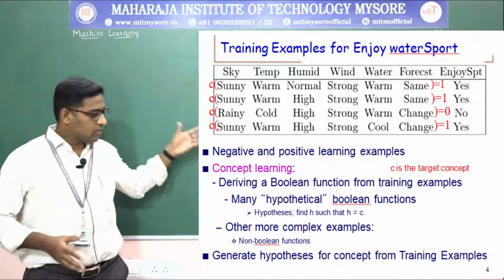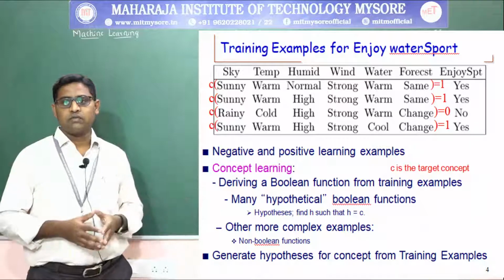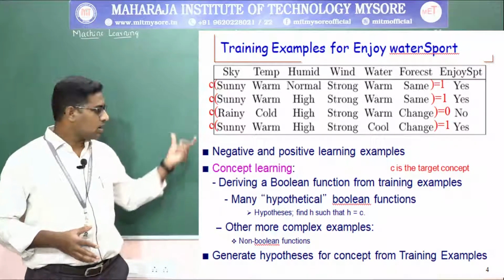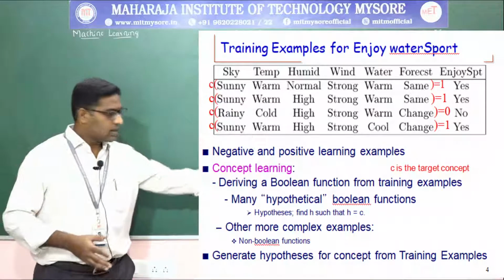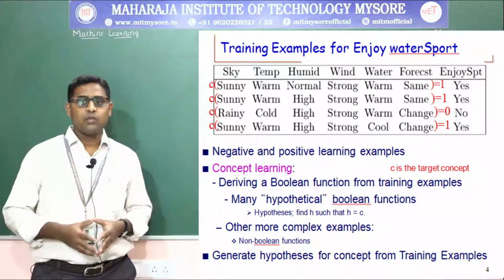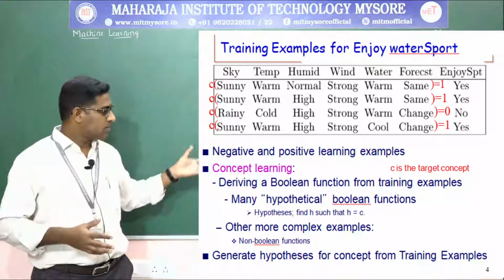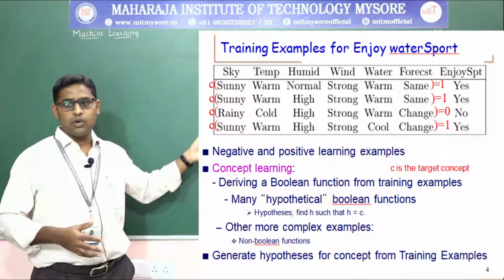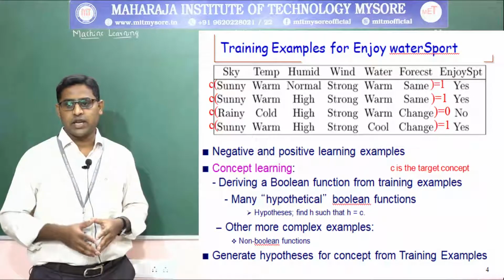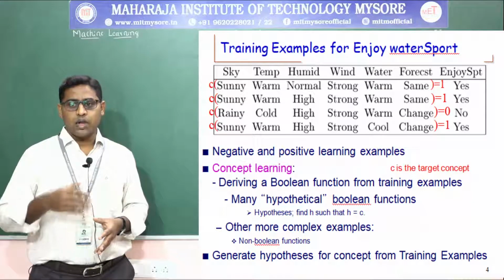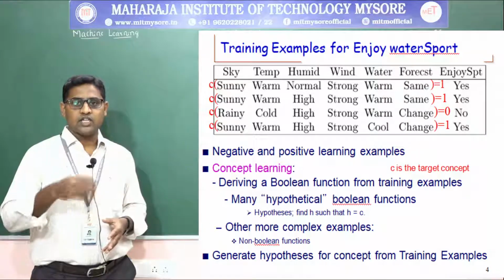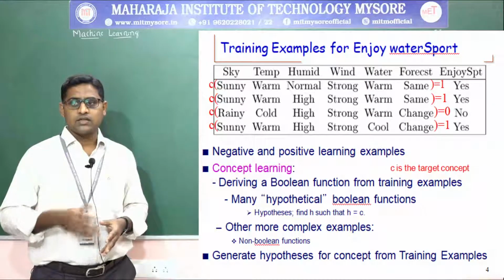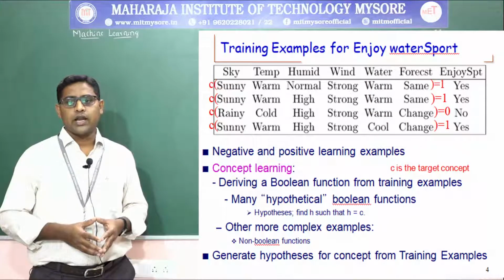So we are considering both negative and positive learning examples for concept learning. So C is the target concept here, deriving a Boolean function from the training examples so that the hypothetical Boolean function can be arrived at. So we are finding hypothesis H such that H will be equivalent to C. That is, C is nothing but the target concept.